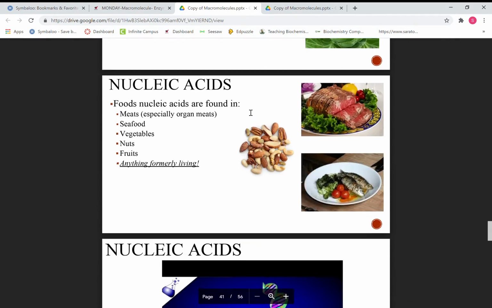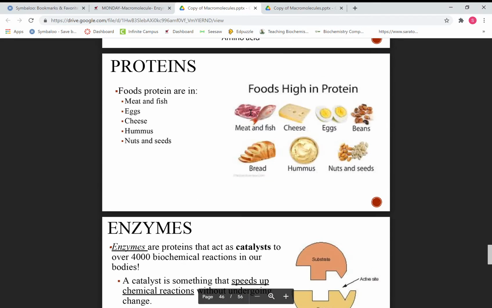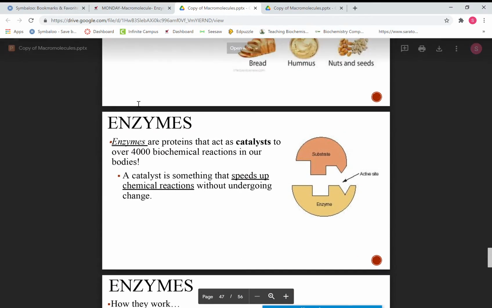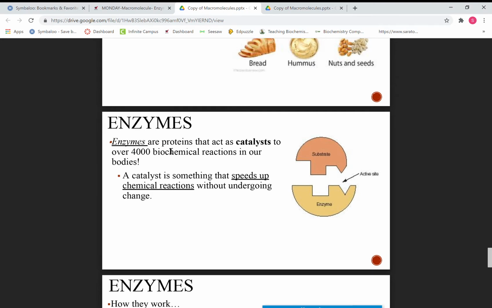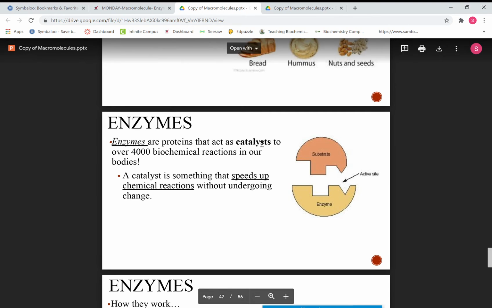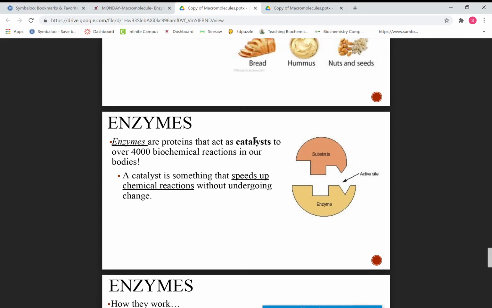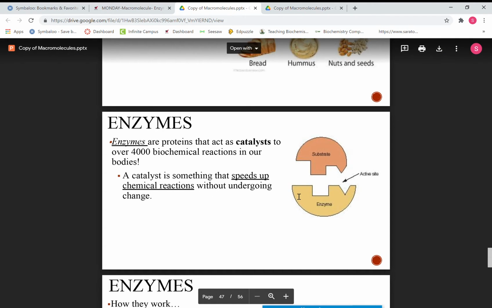Enzymes are proteins, or proteins are enzymes. So you'll see here, the enzymes are proteins that act as catalysts. Catalyst is a term that you're going to need to know. Catalysts cause reactions to go faster. We're talking about chemically. So when you add a catalyst to a chemical reaction, it makes it go through the reaction faster without changing the chemistry.